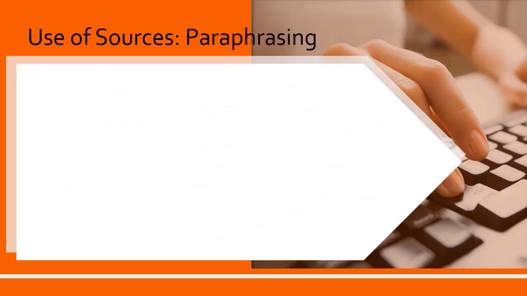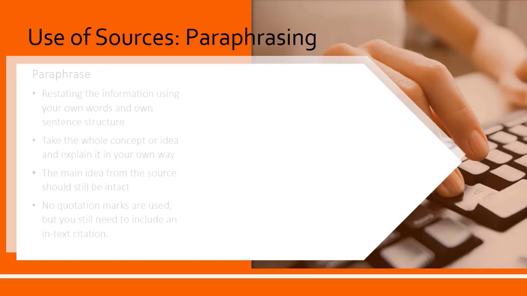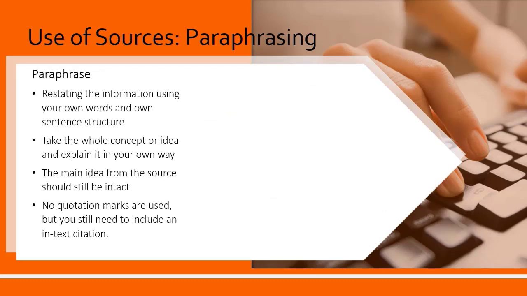Another way to use sources is by paraphrasing. Paraphrasing can be a difficult skill to master, but it's important to paraphrase correctly to avoid plagiarism. Paraphrasing is restating the information using your own words and your own sentence structure. Don't merely swap words out in the same sentence structure. You should take the whole concept or idea and explain it in your own way.